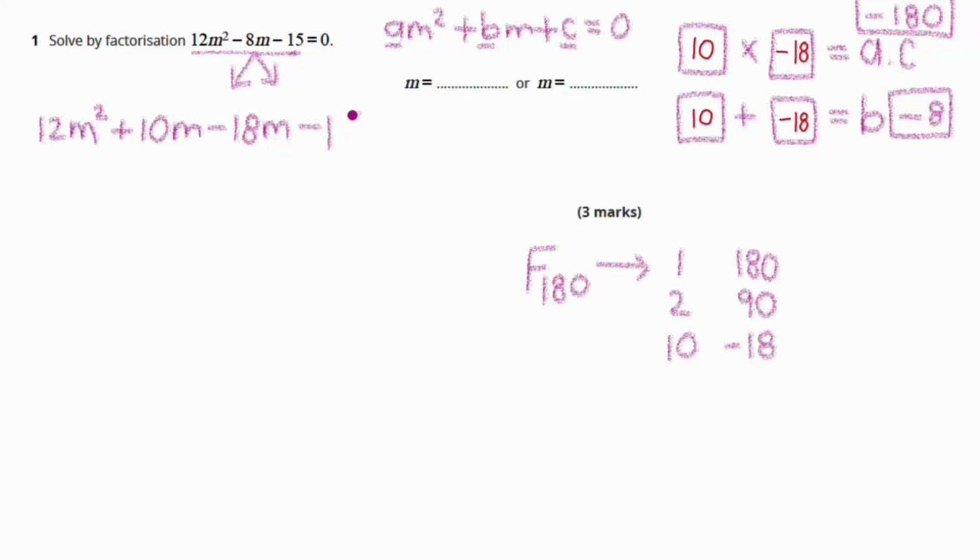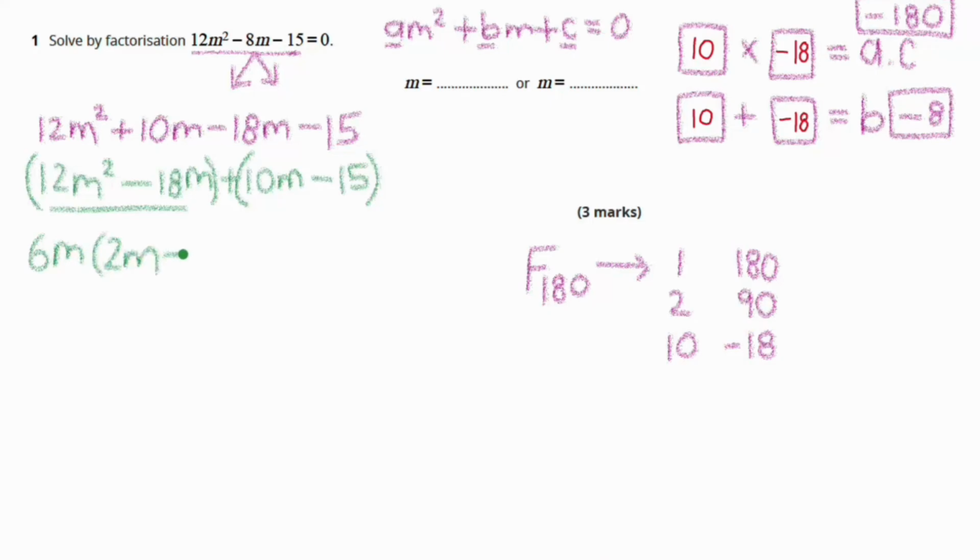Now that we have 4 terms, we can factorize by grouping, which means we will group 2 terms together. I'm just going to rewrite it a little bit: 12m squared minus 18m plus 10m minus 15. Now it's a little bit easier. I'm going to group the first 2 terms together and the second 2 terms together. Let's have a look at the first one. 12m squared minus 18m. What can I take out? Any ideas? I can take out 6m. This is a common factor that I can take out. What remains? 2m minus 3.